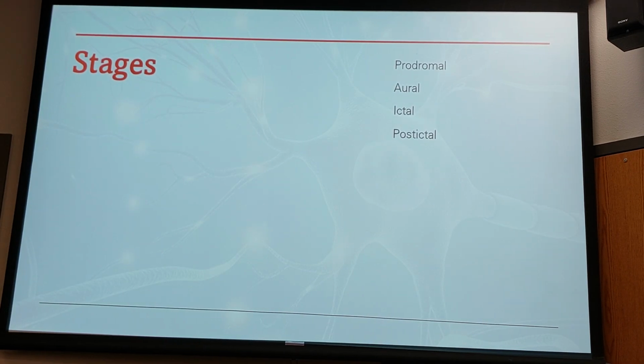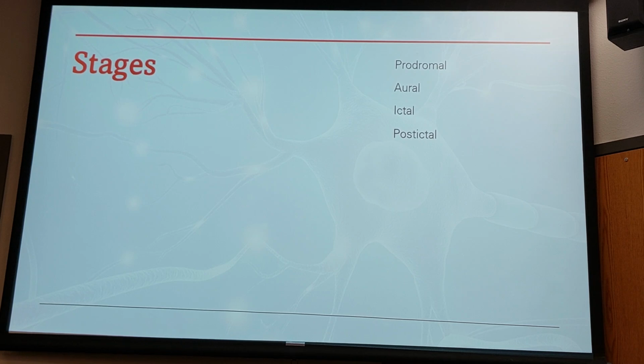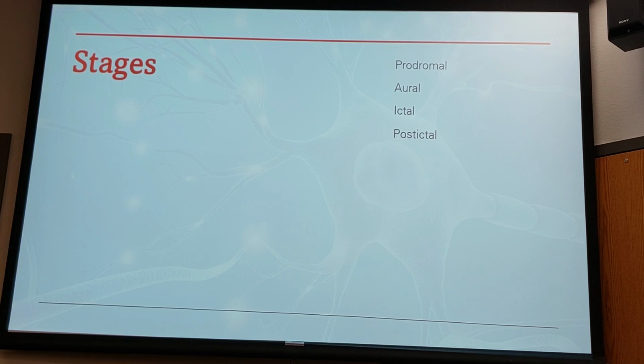Okay, so on to the stages. Who's witnessed a seizure before? Okay. So you may have seen all 4 of these stages, maybe 1 or 2. They don't all happen to everybody. But there are 4 possible stages, and certain seizures don't include, like, an aura stage, right? So we'll talk about that too.